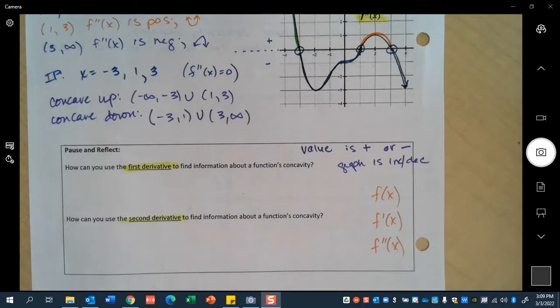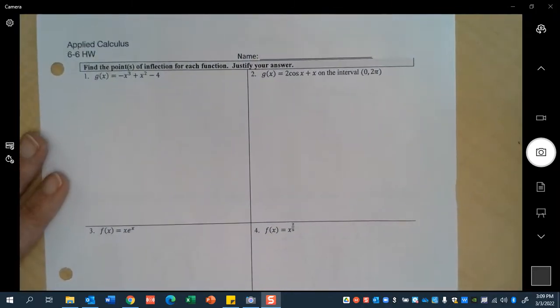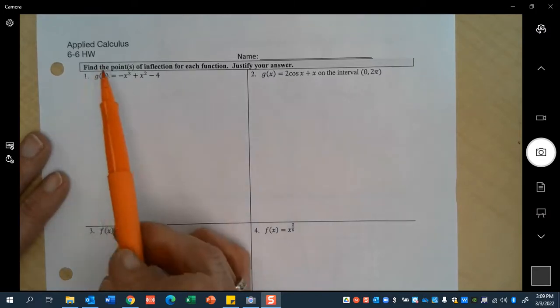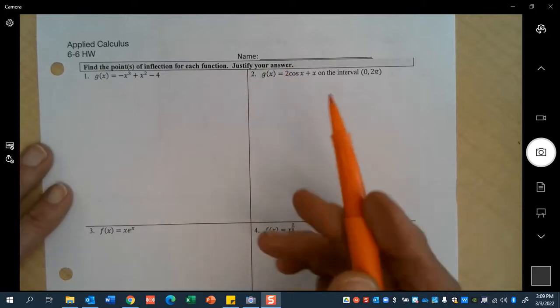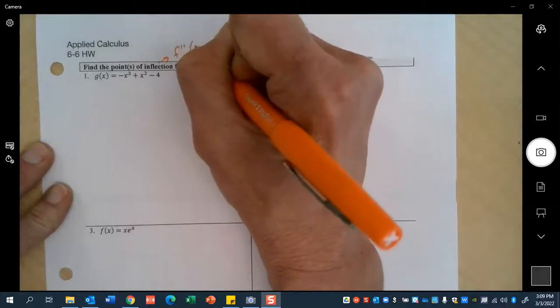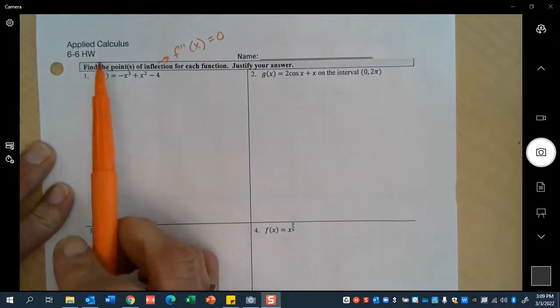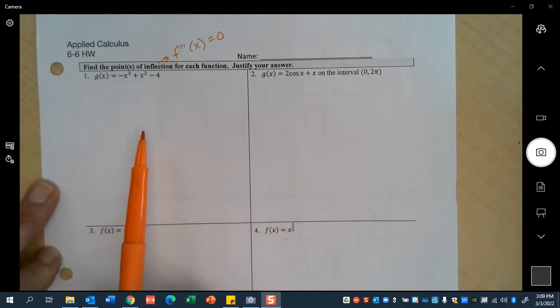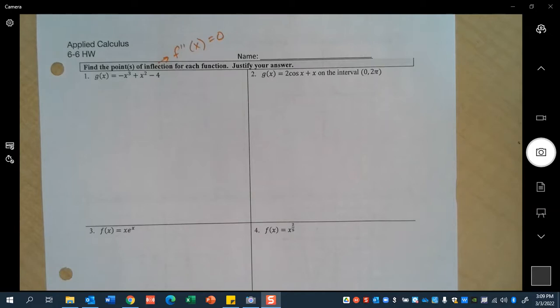All right, so you should have received your homework 6.6. When you're finding the points of inflection for each function, your points of inflection are where your second derivative is equal to 0. So you're going to have to take the derivative of each function twice, set it equal to 0, and set up a chart to solve.